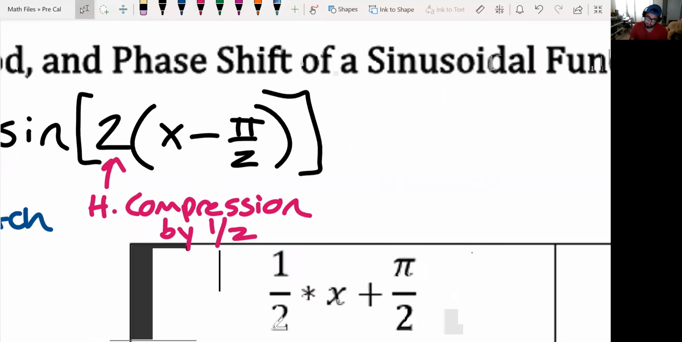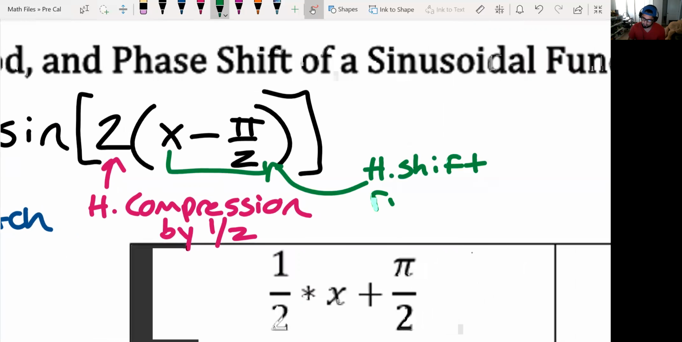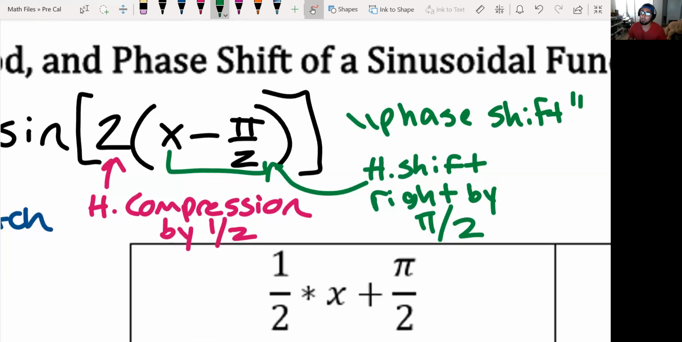And the third transformation, I guess the arrow should be pointing the other way. There we go. Is going to be our horizontal shift to the right. This is a horizontal shift right by pi over 2. This inside is also considered the phase shift. Okay.